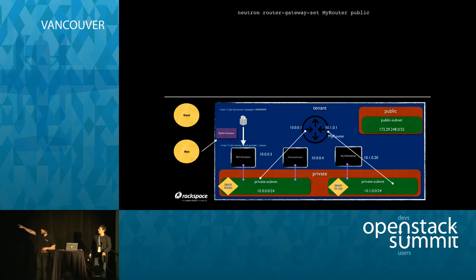Well, what we have to do here is run neutron router-gateway-set my router, and we use that public network that we all have access to. That will actually connect that router to the public network. Now, when you do this, what it actually does behind the scenes, for those of you familiar with iptables, is create a SNAT rule. All right? And what that means at that point is people are not going to be able to talk to you.